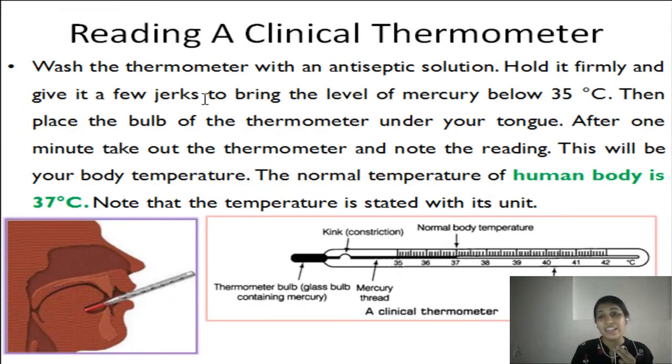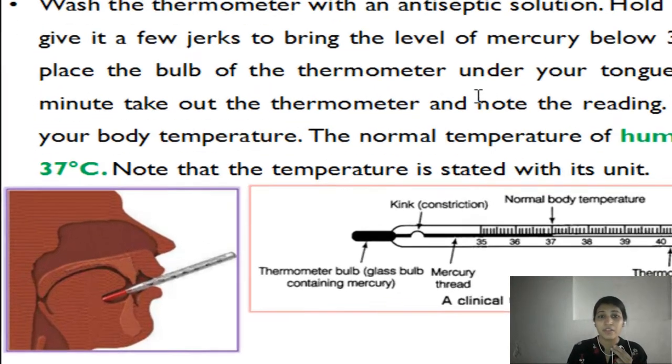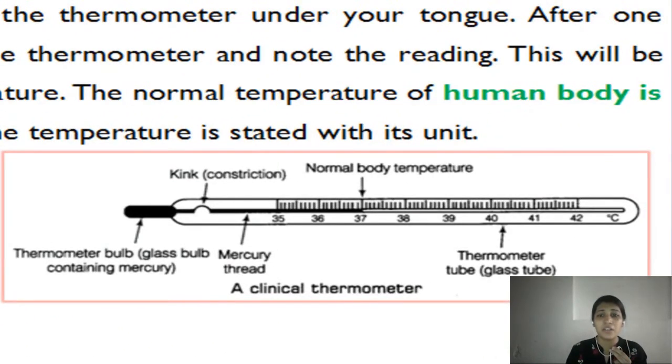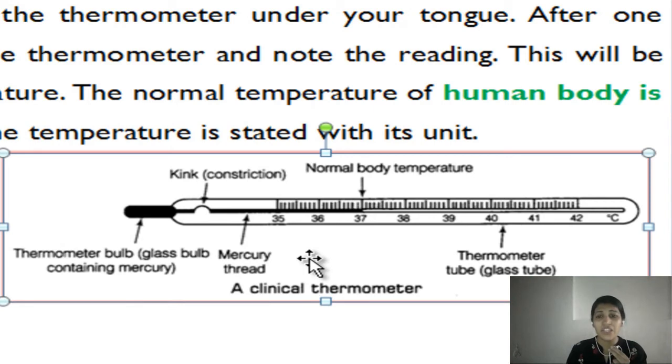How to read a clinical thermometer? Wash the thermometer with an antiseptic solution, hold it firmly and give it a few jerks to bring the level of mercury below 35 degrees Celsius. Then place the bulb of the thermometer under your tongue. After 1 minute, take out the thermometer and note the reading. This will be your body temperature. The normal temperature of the human body is 37 degrees Celsius. Note that the temperature is stated with its unit.